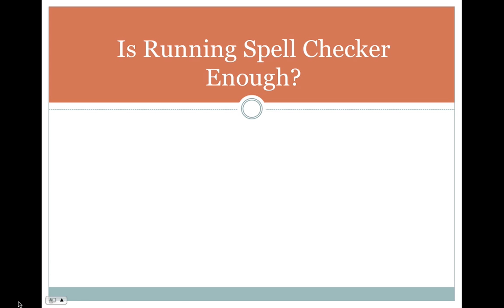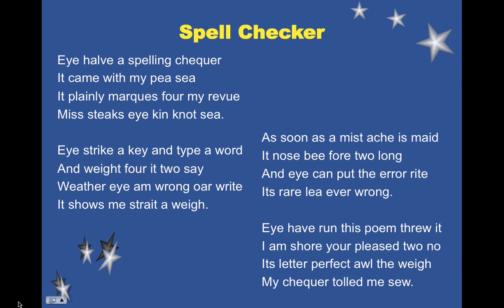All right, so is running spell checker enough? The answer is no, but I have a little poem here that I'm going to read to you. So I want you to see how many spelling errors and grammatical errors you see as we go along.